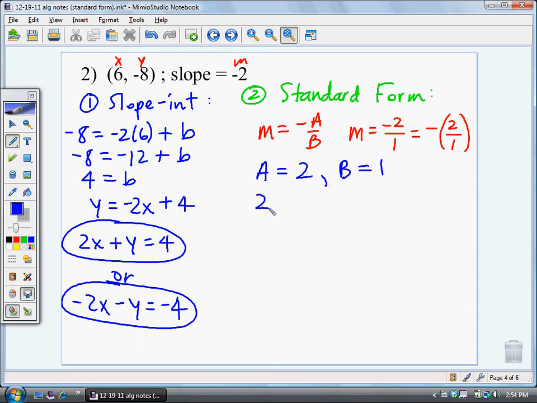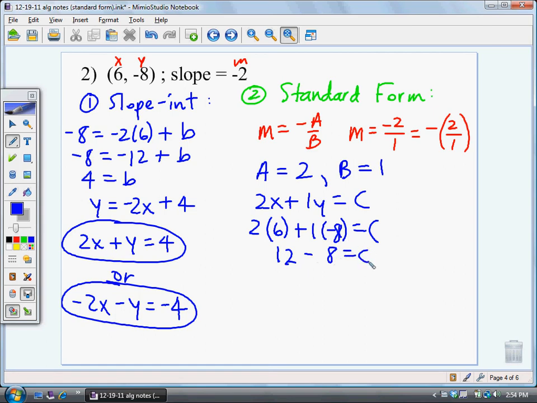And I can then write 2x plus 1y is equal to c. I plug my x and y values in that I just had over here. X is 6, y is negative 1. Or sorry, y is negative 8. And I get 12 minus 8 equals c, and I get that 4 is equal to c. And then I can just write my answer: 2x plus 1y equals 4. That works.